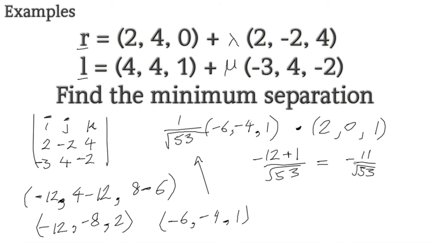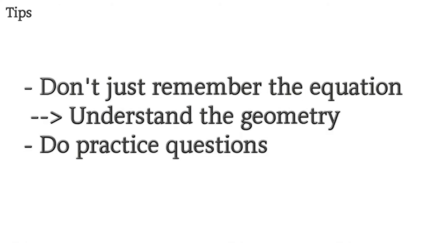Negative is just the direction, so you should write down the mod of this value, which is 11 on root 53. So that would be the answer for finding skew lines. Right, it's important not to just rely on remembering the entire equation for finding these distances. It's better to understand the geometry, then you can always work out the equation. It's quite straightforward to have a look and find the triangles.